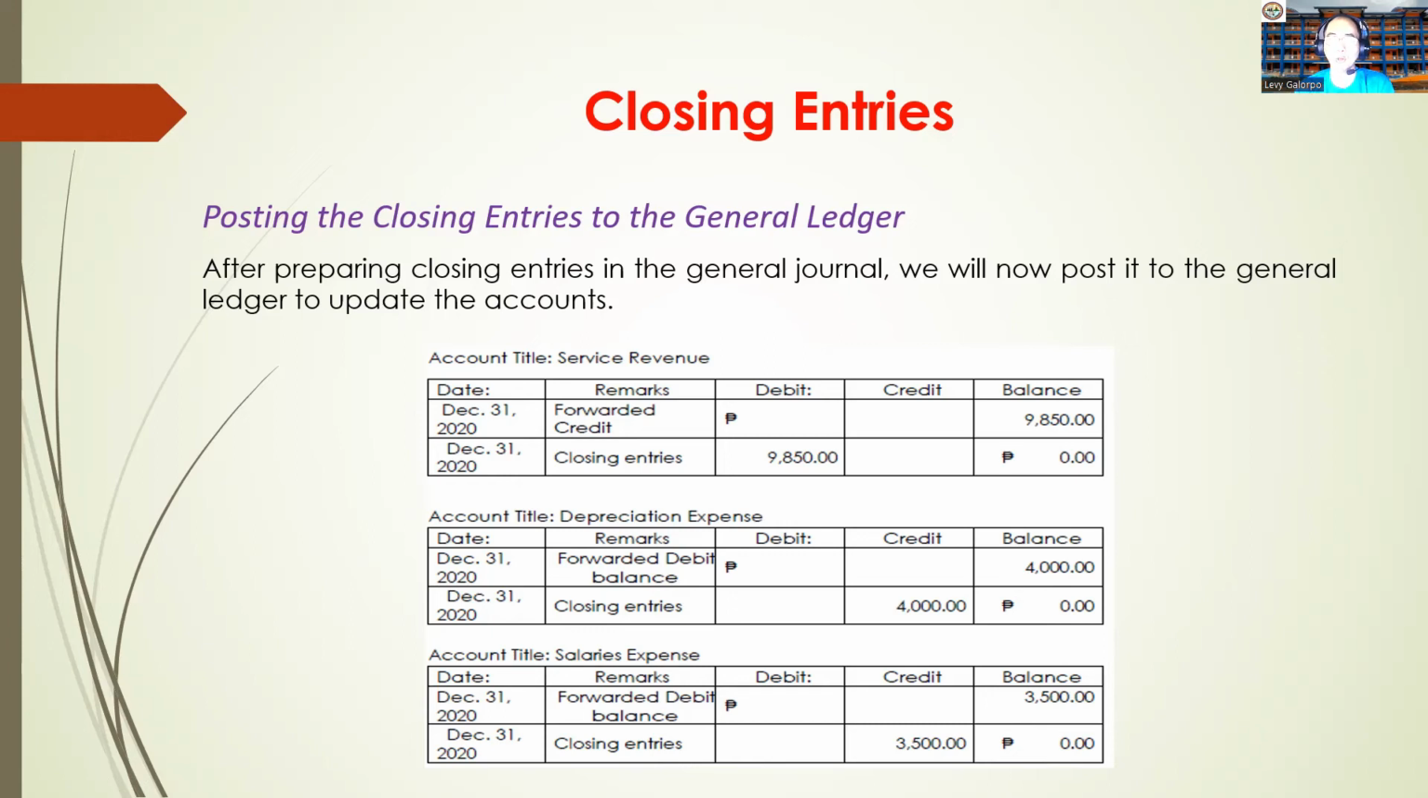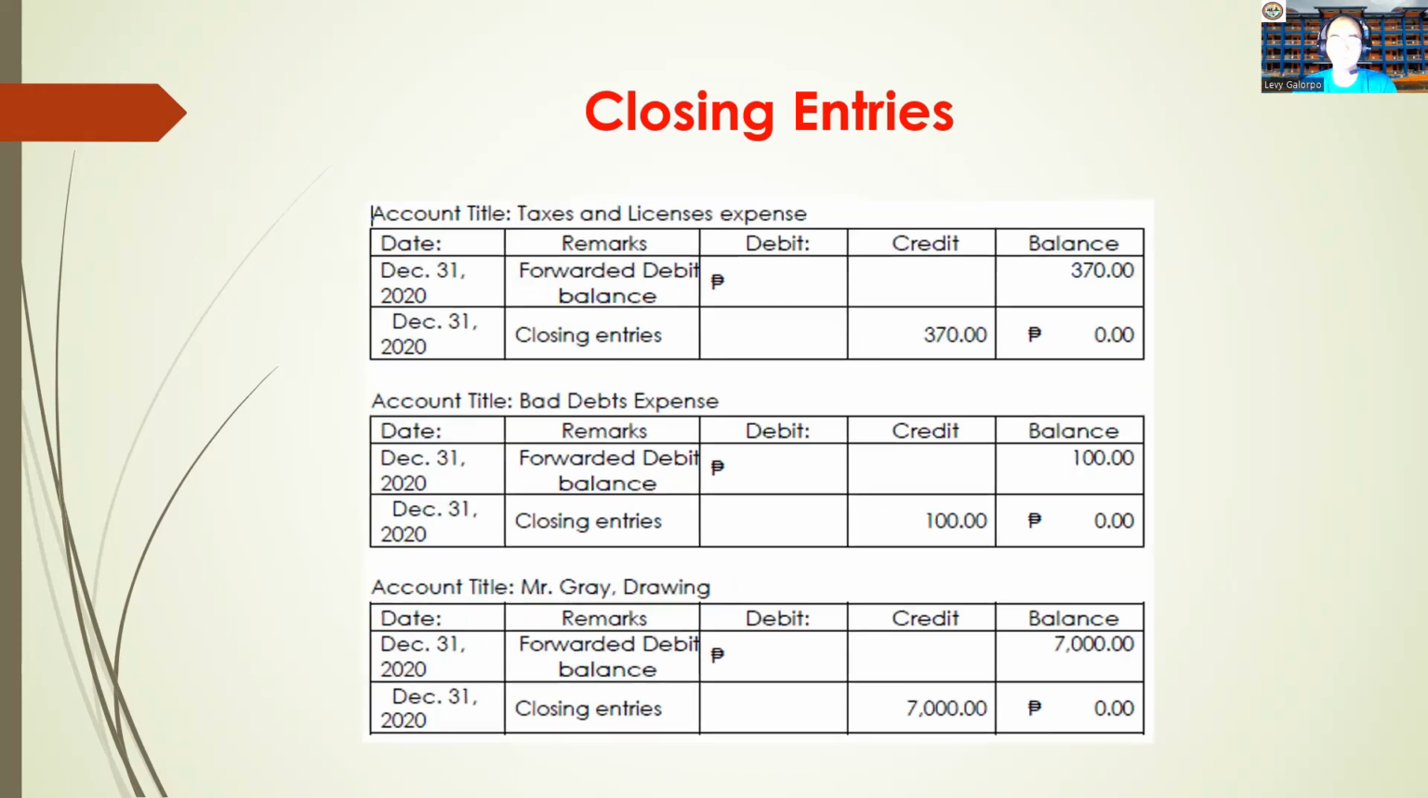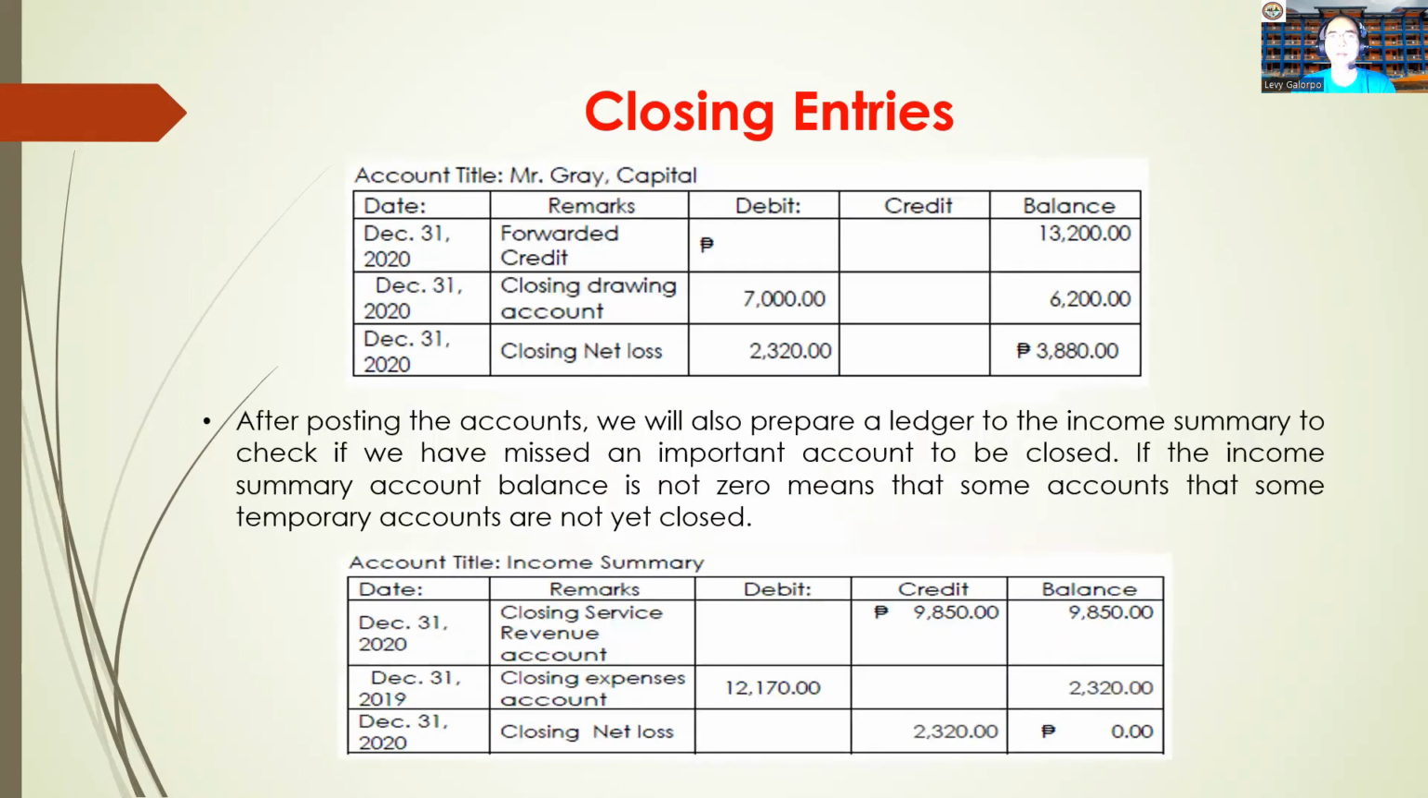Expenses, ganun din, normal side niya ay debit, kaya yung closing entries dito ay nasa credit siya 4,000. Salaries expense, same, lahat ng expenses, ganyan. The utilities expense, the rent expense, supplies expense, taxes and licenses expense, bad debts expense, Mr. Gray drawing, at Mr. Gray capital. Tingnan nyo, itong capital, ang kanyang ending ay 3,880.